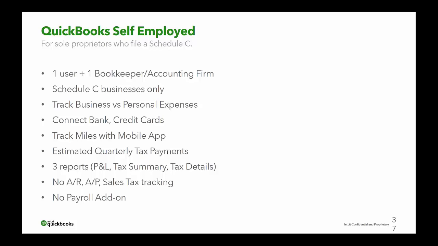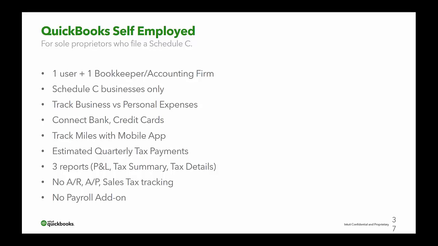The mobile application that you install on your cell phone also has a mileage tracking program built into it. So if you do drive for your Schedule C contract, you can track your miles, and that'll also be integrated into preparing your taxes. You can also do estimated quarterly tax payments to the IRS. I know that some folks who don't do estimated taxes quarterly will get a penalty at the end of the year. You can send estimated quarterly tax payments through this program so that you don't get those penalties at the end of the year.